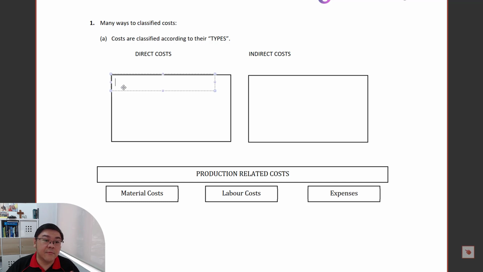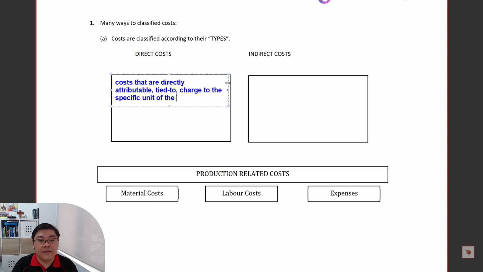And if you Google the definition of direct cost, you would often hear people say that these are costs that are directly attributable, or tied to, or that you can charge to the specific unit of the product or even a service. Okay, so the costs that are directly attributable to, tied to, or charged to the specific unit of the product. That means you can individually identify the cost. That's called a direct cost.